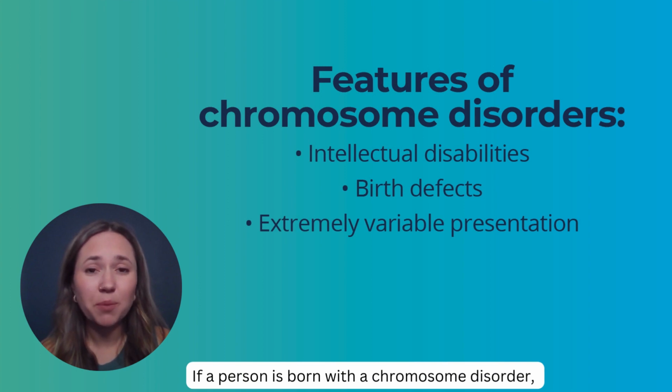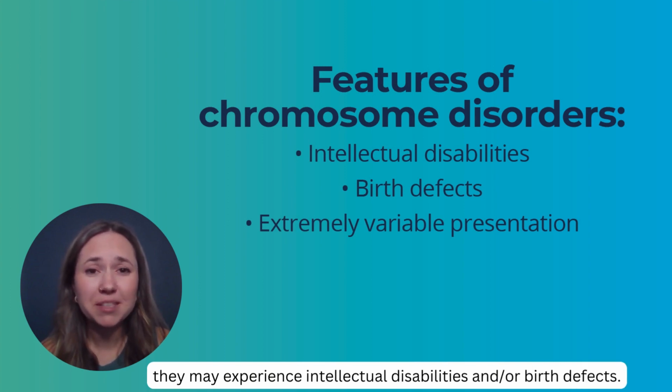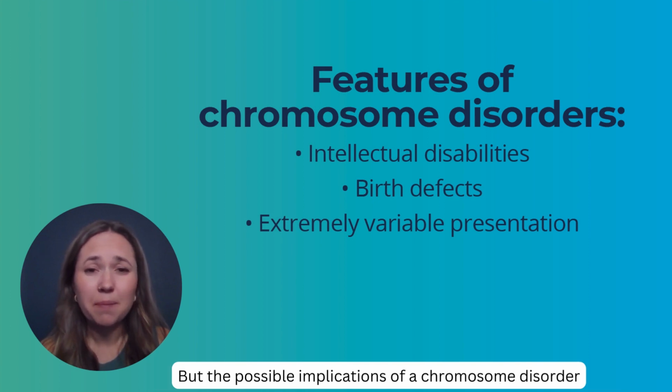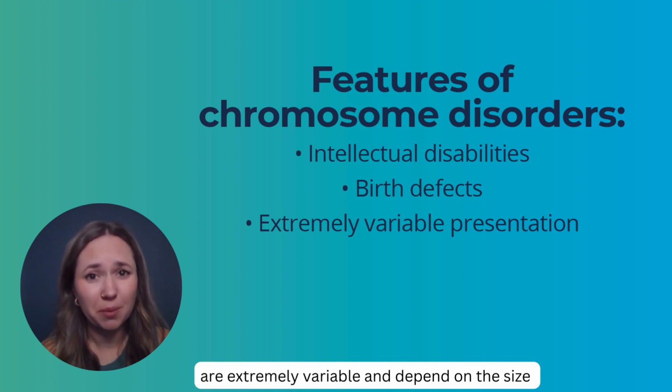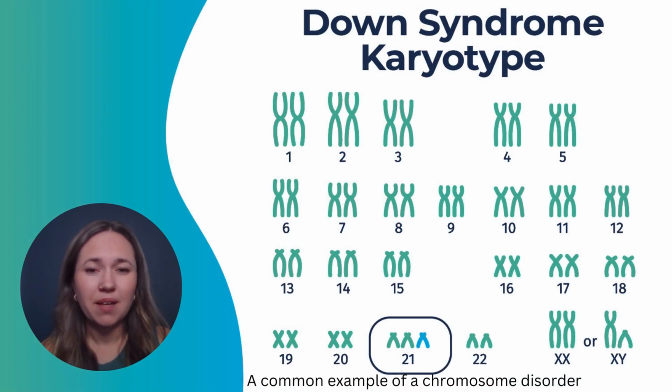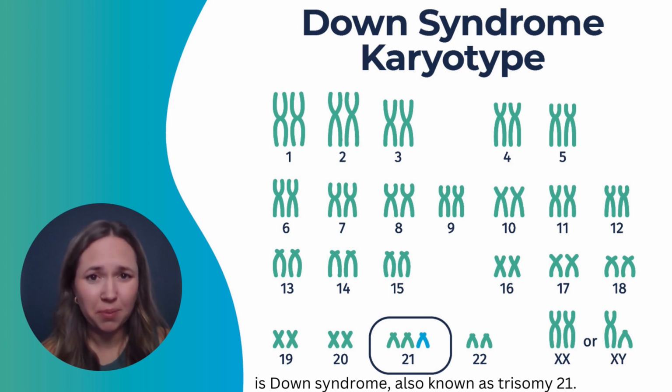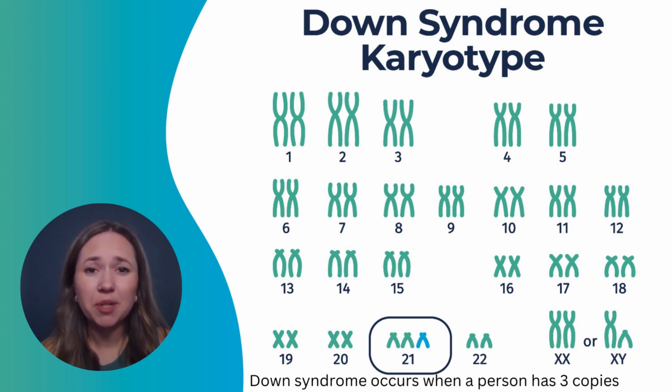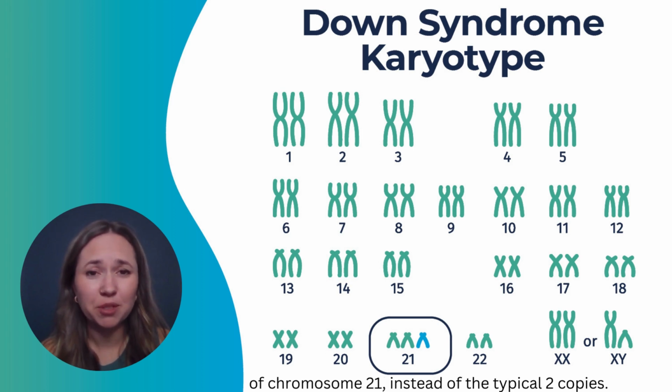If a person is born with a chromosome disorder, they may experience intellectual disabilities and/or birth defects. But the possible implications of a chromosome disorder are extremely variable and depend on the size and content of that extra or missing DNA. A common example of a chromosome disorder is Down syndrome, also known as trisomy 21. Down syndrome occurs when a person has 3 copies of chromosome 21 instead of the typical 2 copies.